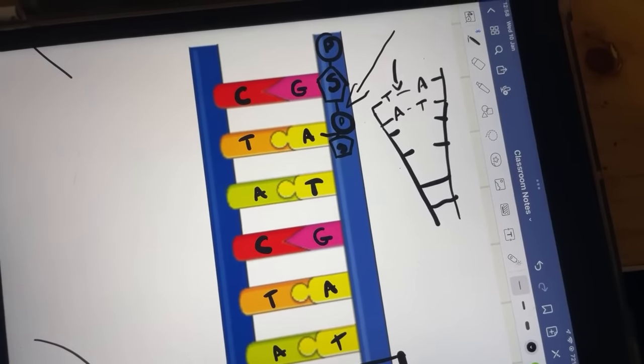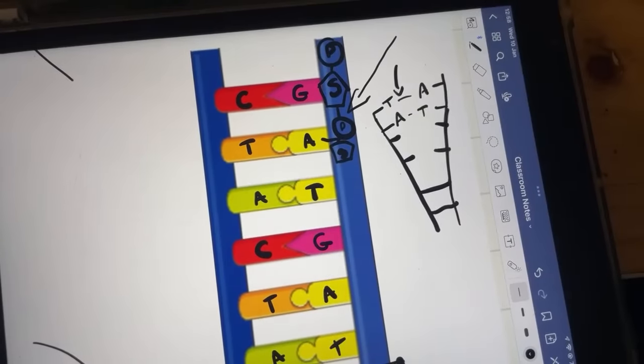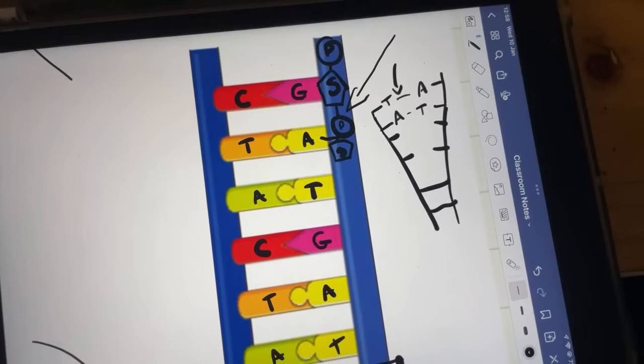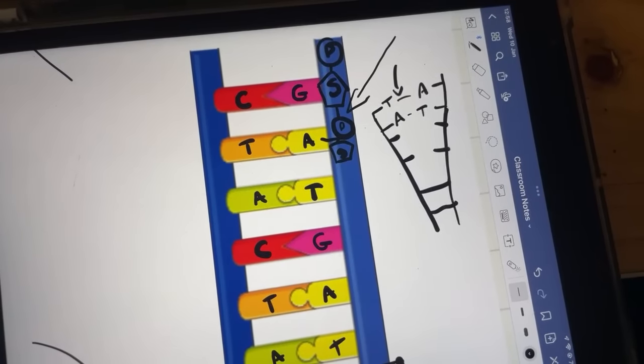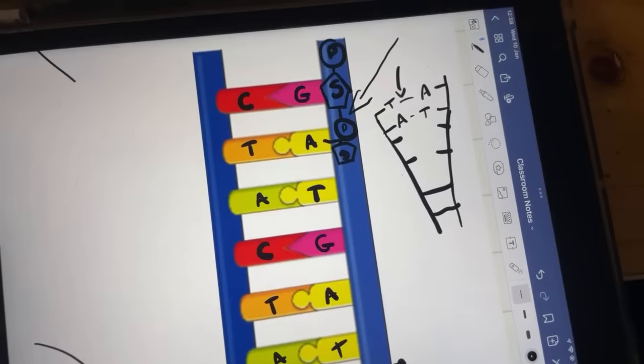All right. So when the phosphate bond breaks, the copy of the bond works double time to bring back what was lost. Yes, it does.